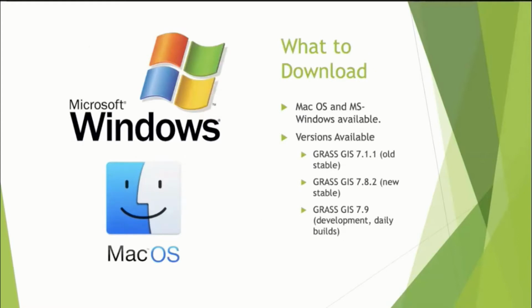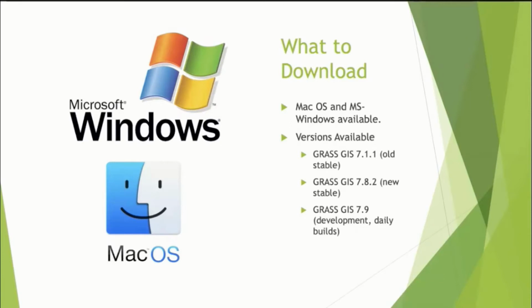So where to download this? There's also a Linux option, but I think most people have Mac or Microsoft Windows operating systems. The versions available, these are the three most common that I found: GRASS GIS 7.1.1, which is an old stable version, and the one that I downloaded, GRASS GIS 7.8.2, which is the new stable version.